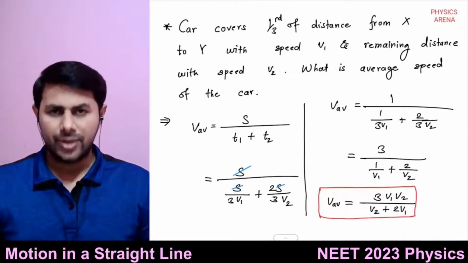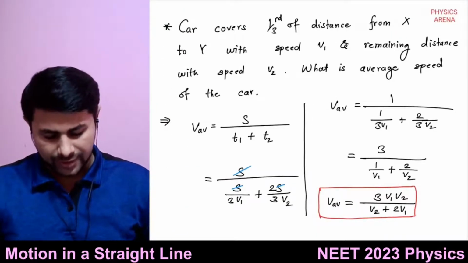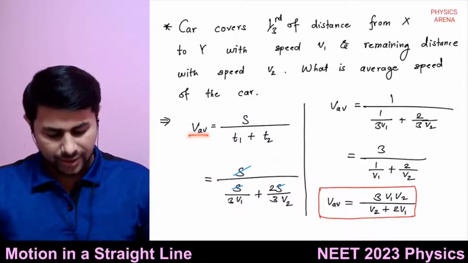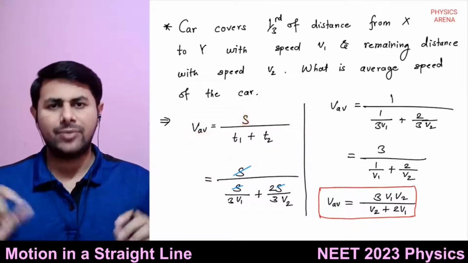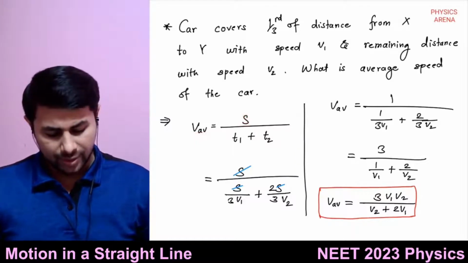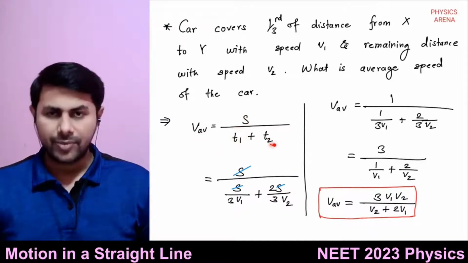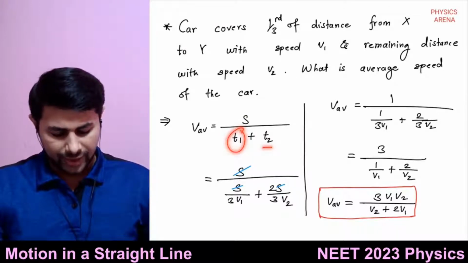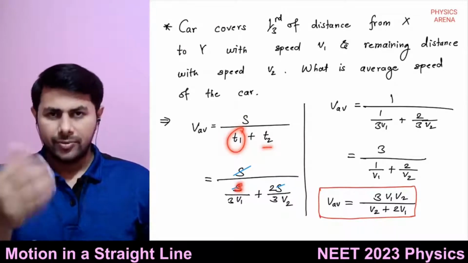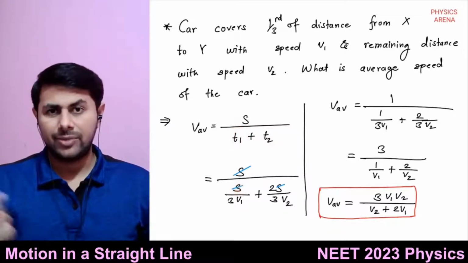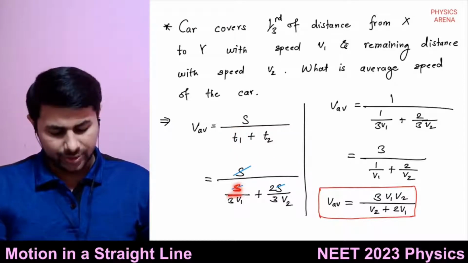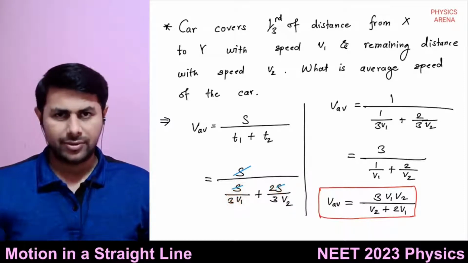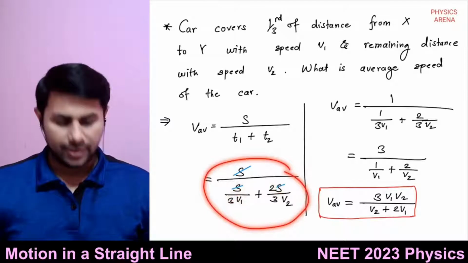So this is one approach. As I said, we can always start at this point. Average speed is total distance covered divided by total time. And what will be total time? Total time is T1 plus T2. Instead of writing T1 and T2, you can directly write the distance covered in the first part, s upon 3 v1, and here you can write 2s upon 3 v2. So you can always start here.